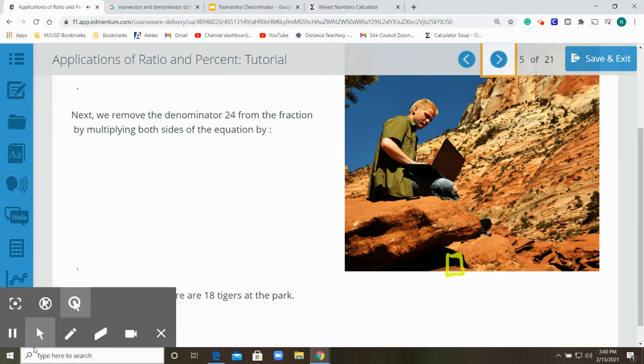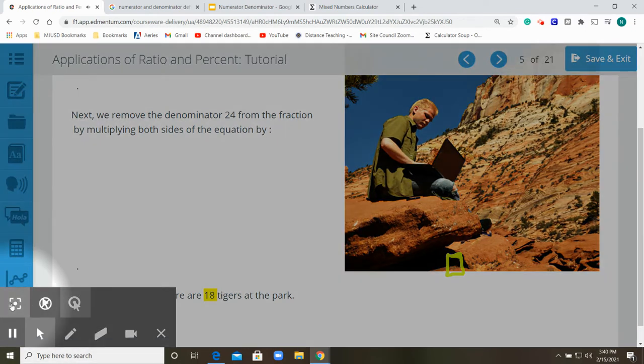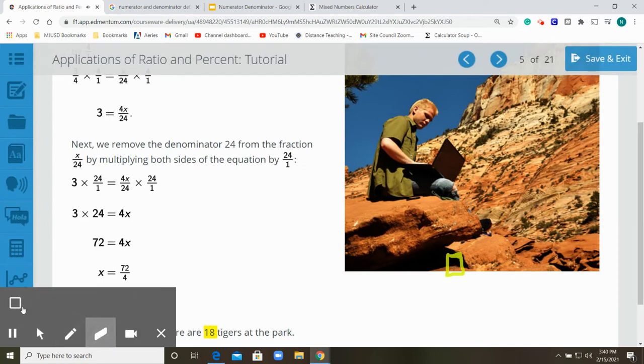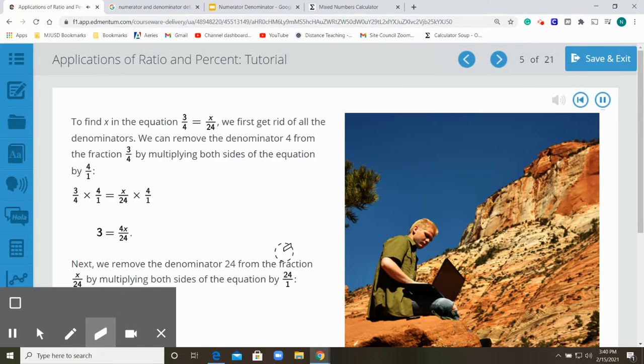To find X in the equation 3/4 equals X over 24, we first get rid of all the denominators. We can remove the denominator 4 from the fraction 3/4 by multiplying both sides of the equation by 4 over 1. 3/4 times 4 over 1 equals X over 24 times 4 over 1. 3 equals 4X over 24.